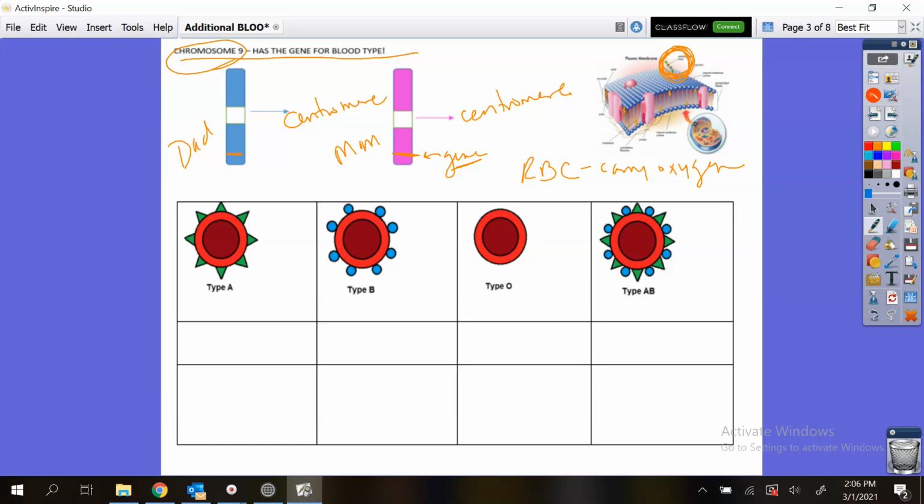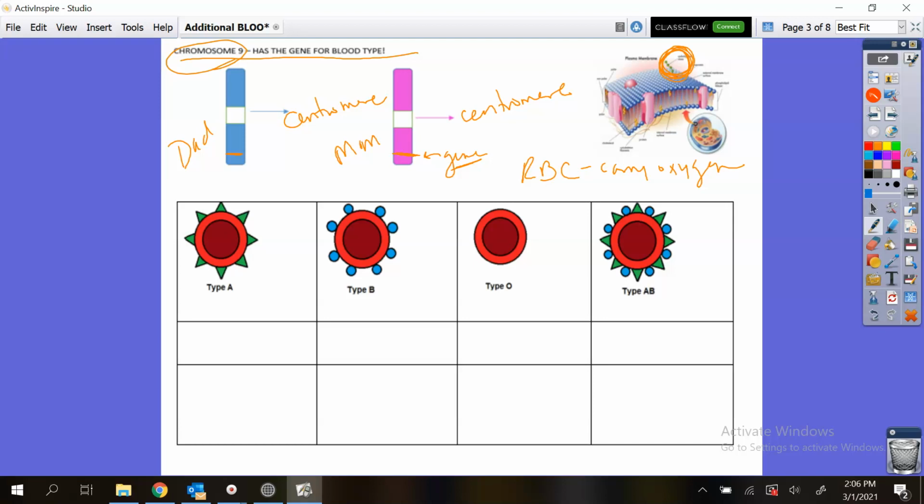Now, I want you to note that this is just focusing on what type of blood you have, not the Rh factor. The Rh factor is a second genetic inherited trait for blood type that is found on chromosome 1. So we're not talking about that gene right now.